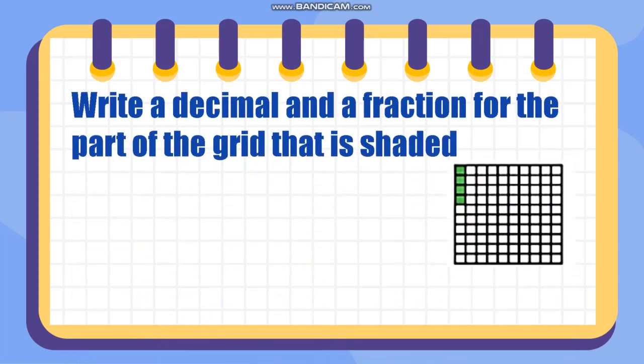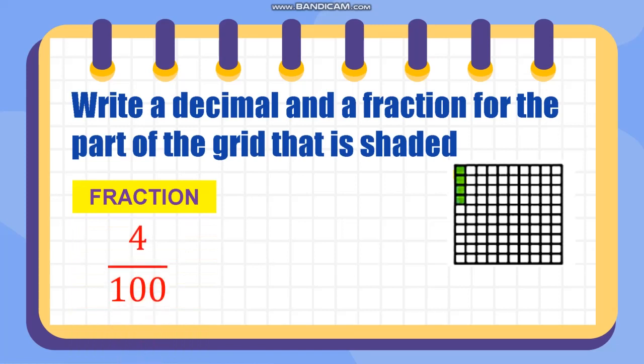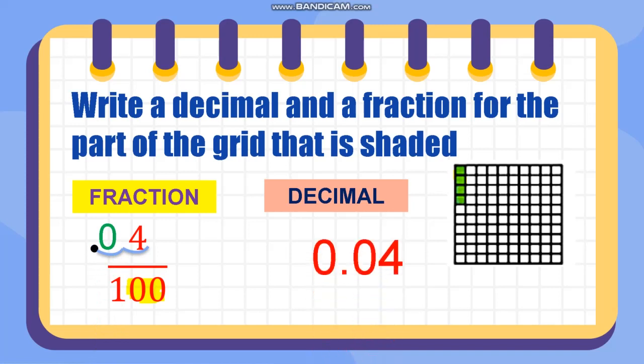Another example. How many shaded parts do we have? We have 4, so 4 out of 100. So the fraction is 4 hundredths. And how are you going to change this into a decimal? The easiest way, as I told you, is to look for the number of zeros. You have 2 zeros here. It means from the last digit, you need to move 2 places to the left. 1, 2. So the decimal point is there. There is a missing number, which is 0. That's why the decimal is 0.04. So the final answer is 4 hundredths as a fraction and 0.04 as a decimal.